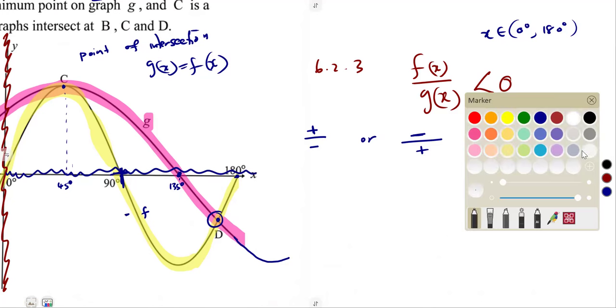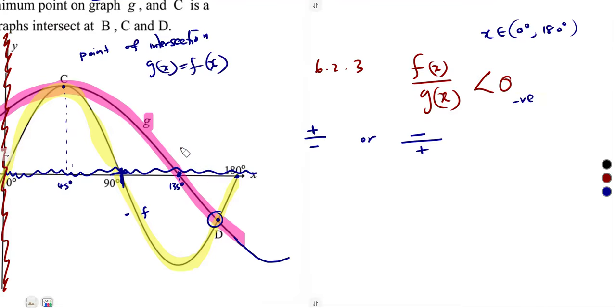Up to 135, if we look properly here, at 135 degrees, we must be very careful. From 90 degrees, f is in the negative region, whereas g is in the positive, up to 135. So this region, we need it because one has to be positive, another one negative. But the moment we move on from 135 degrees up to D, a point of intersection, which we do not know the value of x.